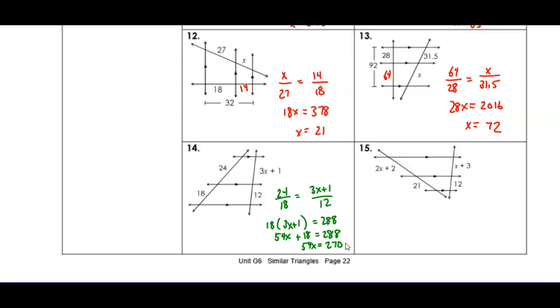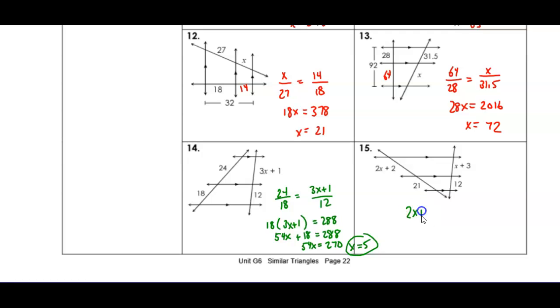And then I need to divide. Make sure I did that right here. So 270 divided by 54 gives me 5. So x equals 5. Okay, and then the last one. See if you set this one up right too.